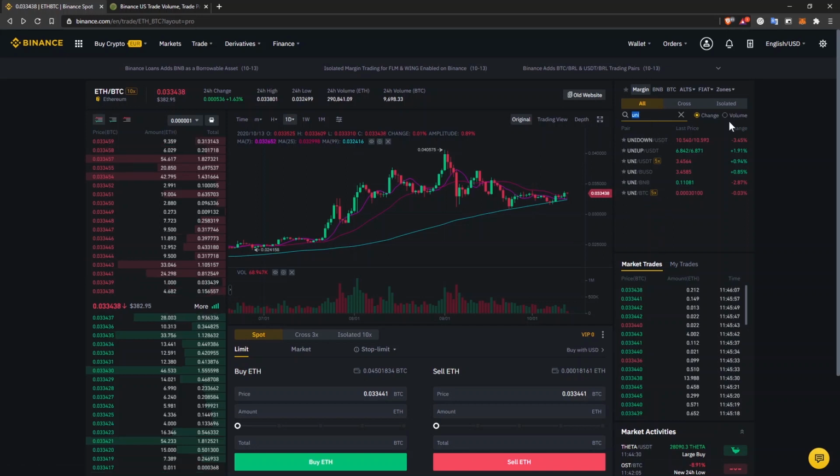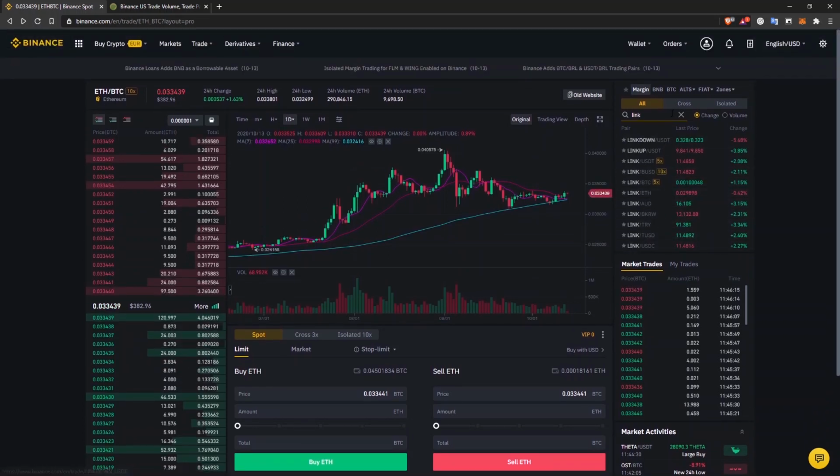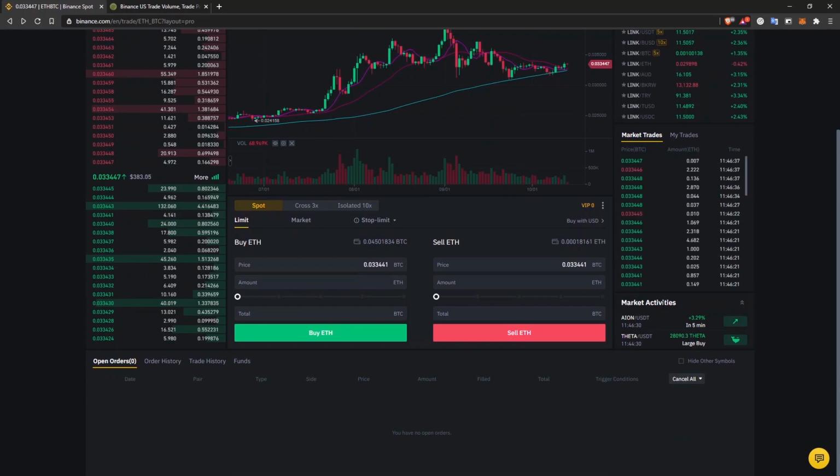Or another one, let's say Link, and you can trade Link with a different kind of assets. I already told you about this section right here. It shows you the latest transaction that took place for this trading pair, right now Ethereum Bitcoin. You can even see your trades here, but I don't have any.